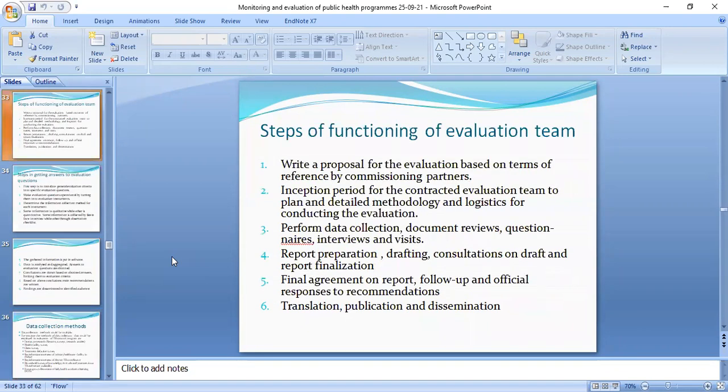Now the steps of functioning of the evaluation team. The first step is to write a proposal for evaluation based on terms of reference by commissioning partners. Second step is the inception period for the evaluation team to plan and detail methodology and logistics for conducting the evaluation. Third step is to perform data collection: document reviews, questionnaires, interviews, and visits. Fourth step is report preparation, drafting, consultations on the draft, and report finalization. Fifth step is final agreement on the report, follow-up and official responses to recommendations, translation, publication, and dissemination.